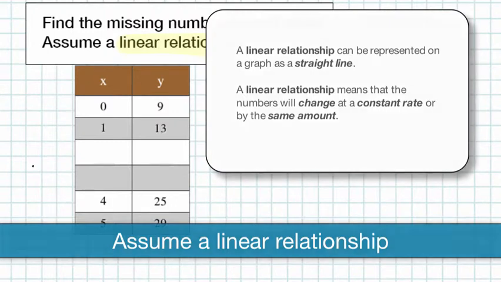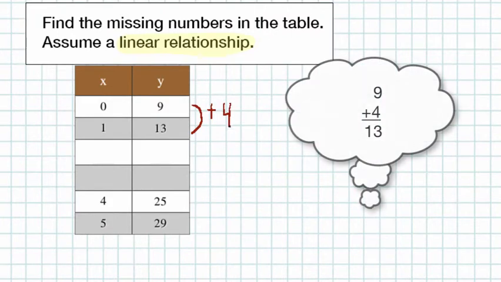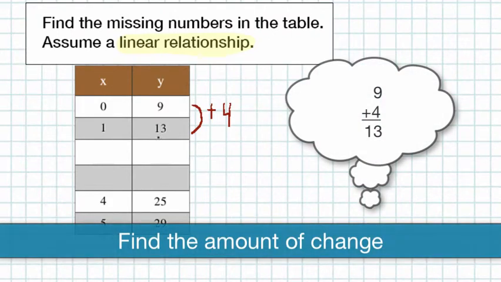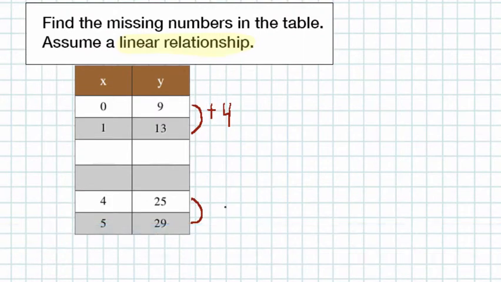by the same amount. So in the table, the first number to the second number, the 9 to 13, how much change occurs here? I mean, how much does it grow by? It looks like 9 plus 4 will give me 13. You can also find this by saying 13 subtract 4 will give me 9. Likewise, at the bottom of the table, we can also see that 25 plus 4 equals 29.